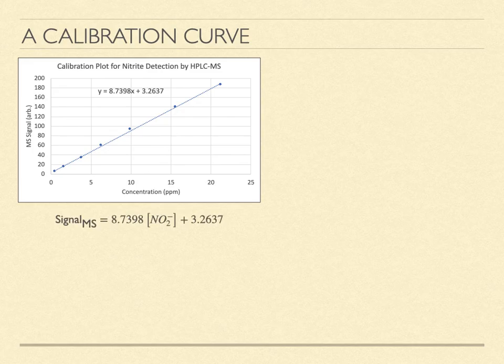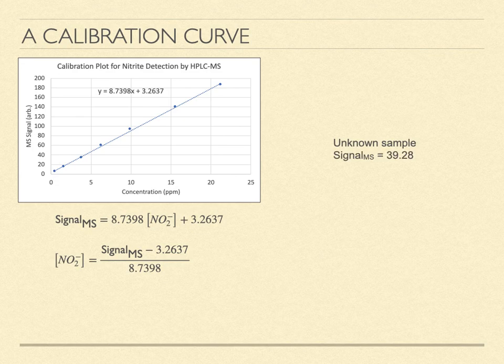And you can now use this calibration curve by inverting the equation to solve for the nitrite concentration. So you'll take a small sample of water from your aquarium and inject it into the HPLC. A little over a minute later, you get a result from the mass spec for a signal of, let's say, 39.28. Use the inverted equation to find that the concentration is 4.12 ppm.